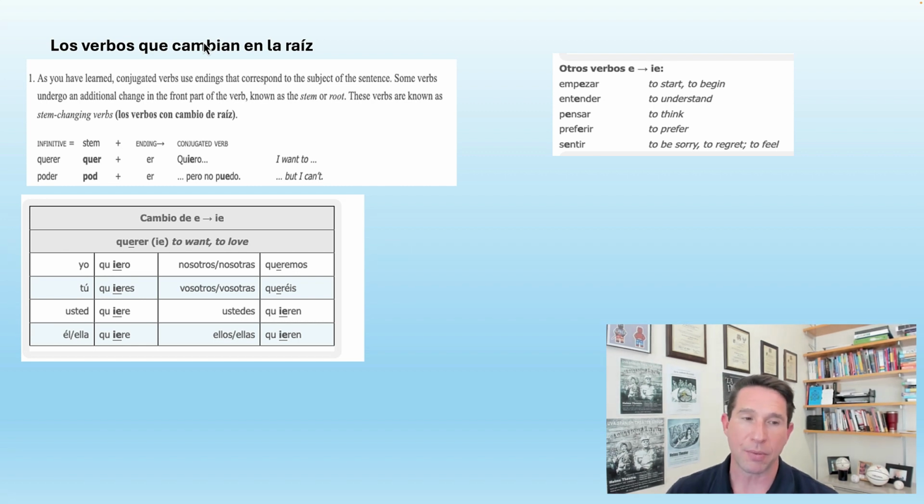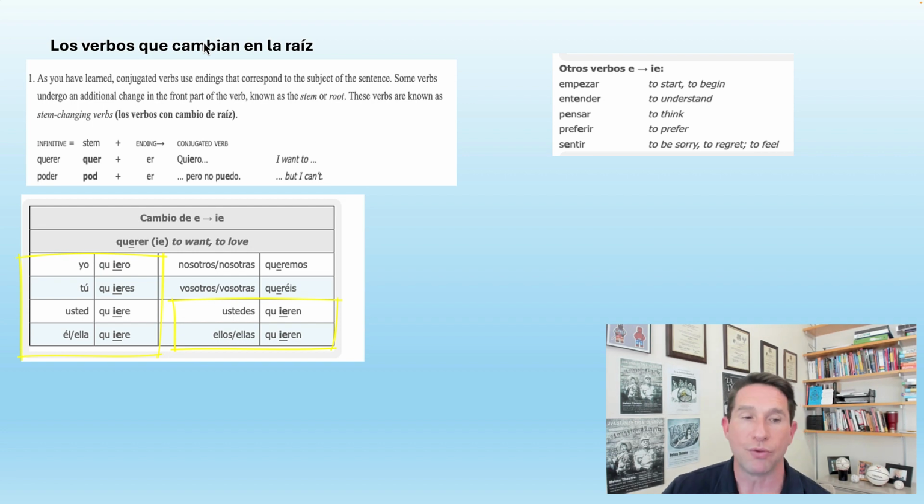So look, we always start with querer, which means to want or to love. We know this by now, right? We're practicing singular on the left, plural on the right. Quiero, quieres, quiere. Queremos, queréis, quieren, right? So what would empezar be? Let's practice. Empiezo, empiezas, empieza. Empezamos, empezáis, empiezan, right? So look, they change in all of the forms except for queremos and queréis.